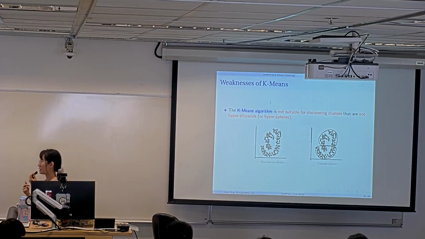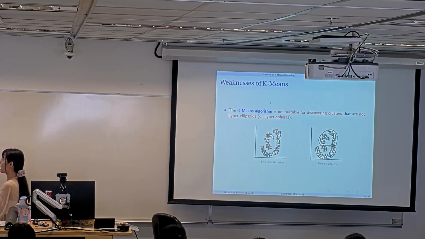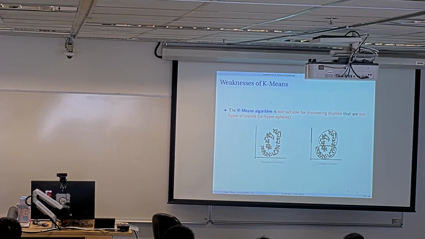Another weakness, which I think is the most significant one and highly limits the usage of k-means, is that the k-means algorithm is not suitable for discovering clusters that are not hyper-ellipsoids or hyperspheres. If we look at this data set, we know there are two natural clusters: this should be one cluster, and this should be another cluster. But if you use k-means clustering, you will end up with results like this.